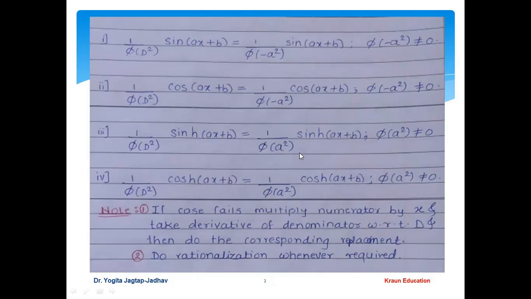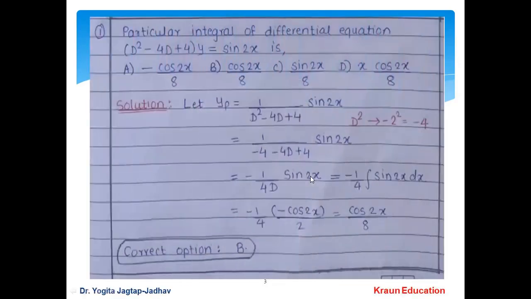If we get 0 in the denominator, we call it a case of failure. When the case fails, we multiply the numerator by x and take the derivative of the denominator with respect to D, and then do the corresponding replacement. Do the rationalization whenever required. These examples are especially on finding the particular integral by using sine, cosine or hyperbolic functions.